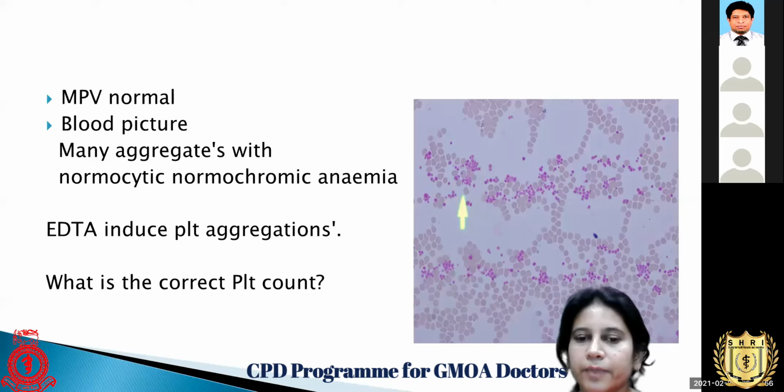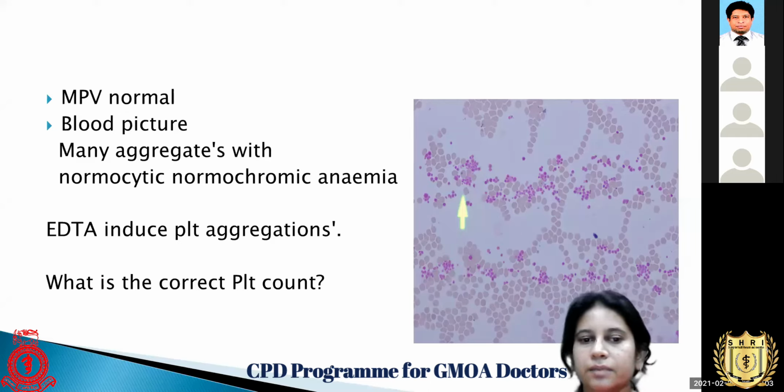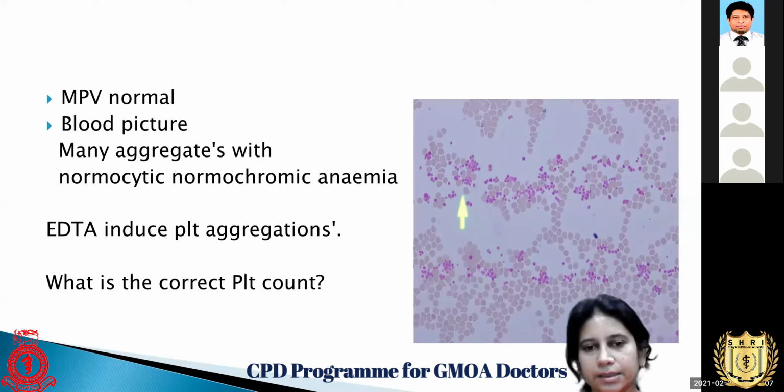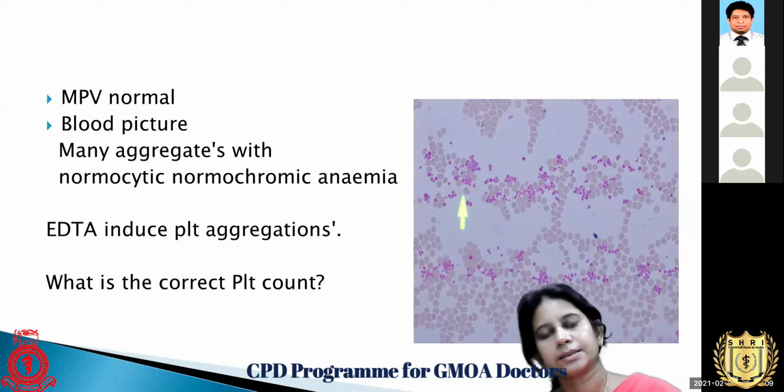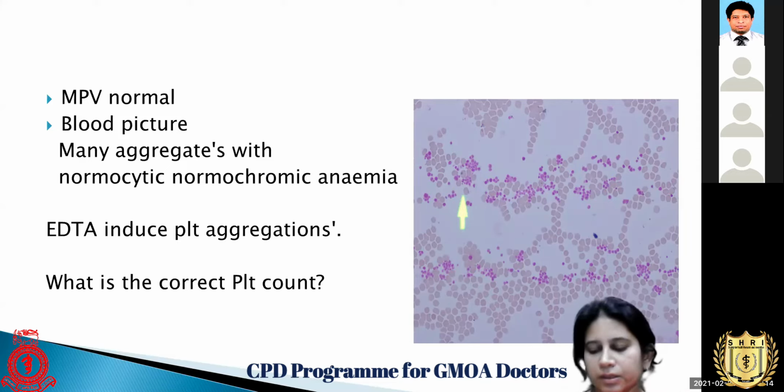So what is the correct platelet count? Why are these platelets aggregated in some patients? The reason is some patients have antibodies to EDTA solution that cause clumping of the platelets. These clumped platelets, the machine identifies as 1 or 2 particles, so it gives a very low value.